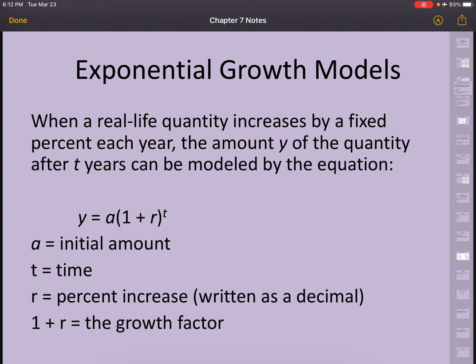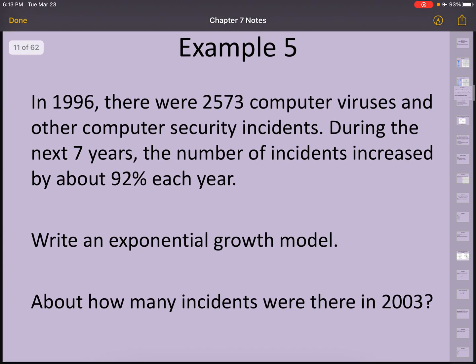So a lot of times this can be used in real life situations like population growth, money that appreciates, bacteria growing, just a lot of real world applications to exponential growth models or equations. So like in example 5, we'd have that in 1996 there were 2,573 computer viruses and other computer security incidents. During the next 7 years, the number of incidents increased by about 92% each year. First, we're going to write an exponential growth model. So our formula for exponential growth looked like this.